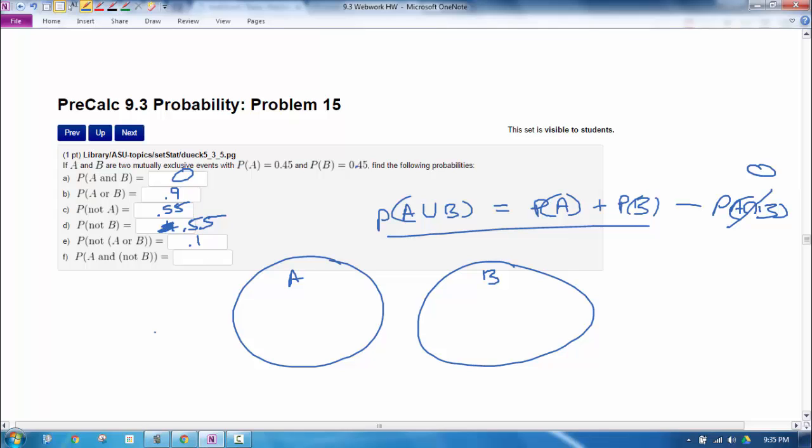And then probability of A and not B, well, not B, since these are mutually exclusive, that's just looking for A, because not B is everything else. So it's A and everything else, which is just A. So we're just looking for A, which is 0.45.